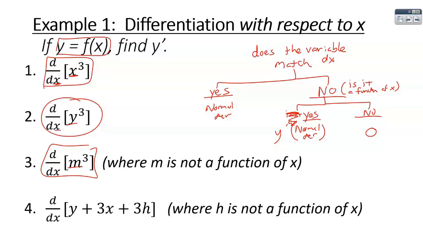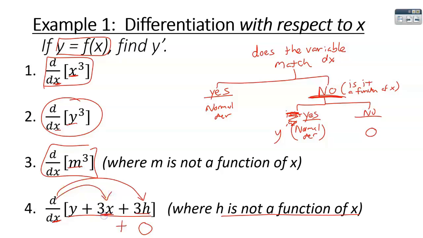So let's apply that thought process to this problem. I want to find the derivative of this expression with respect to x. So, does the x match the h? The answer is no. So now I'm here. Next, is h a function of x? The answer is no, it's not. They tell us it's not. Therefore, the answer for that one is going to be 0. That part of our expression will not change with respect to x. There is no rate of change of h with respect to x. It's just 0.